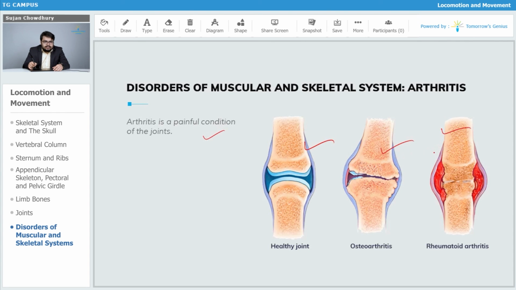This is rheumatoid arthritis. That is an even more serious condition, which you can see on the image here. Arthritis may be preceded or accompanied by a period of fatigue and a feeling of stiffness. So fatigue and stiffness are two symptoms of arthritis.